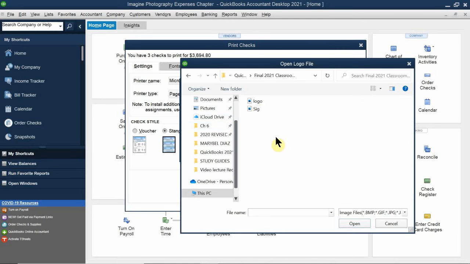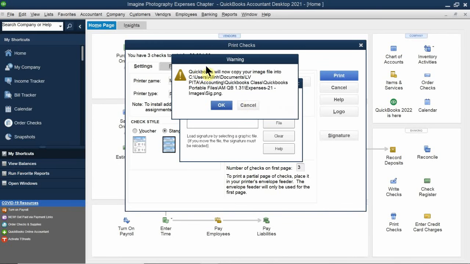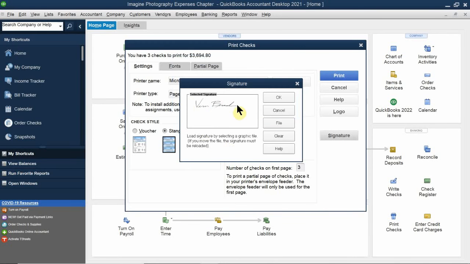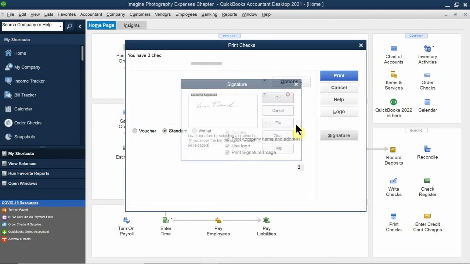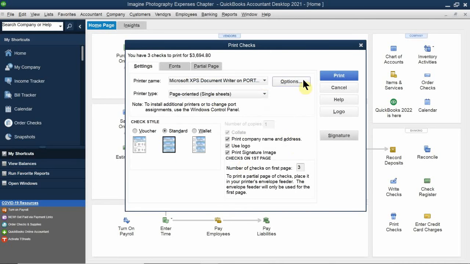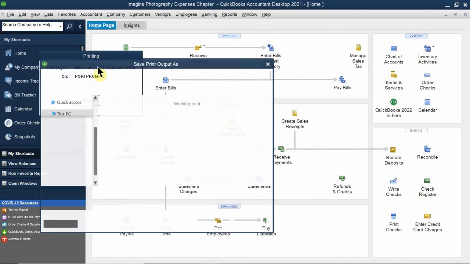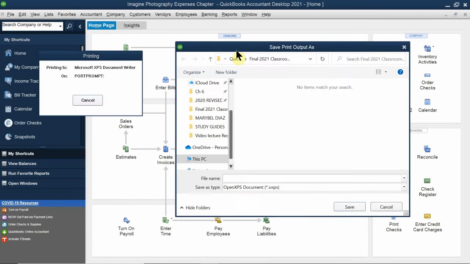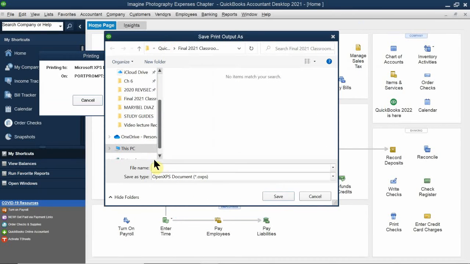But when I go to my student portable files, here you go. I have a signature. It's going to give me this message. I click OK, and that's what it looks like. So the owner of this company is Vern Black. Okay? And I click OK, and I go ahead and click OK. Now this is only in the case of if you want to print them. In this case, I have a digital printer, so I don't necessarily need to waste any paper here.